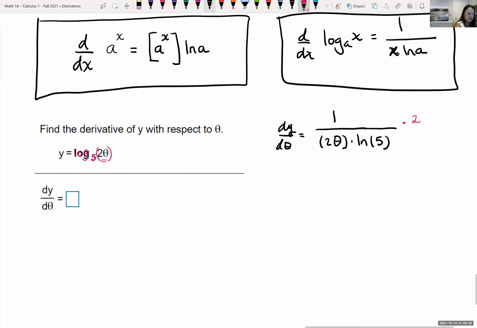And so I noticed that I have a 2 in the numerator now and a 2 in the denominator. So those are going to actually cancel each other out. And here we'll just be left with 1 over theta natural log of 5.